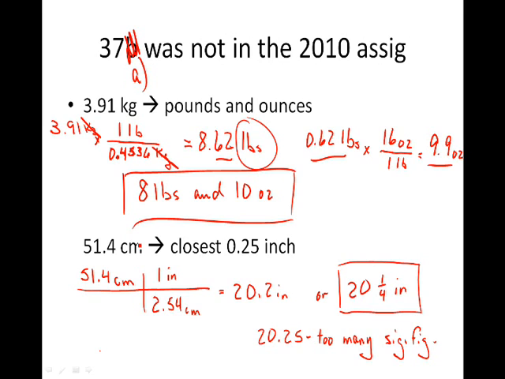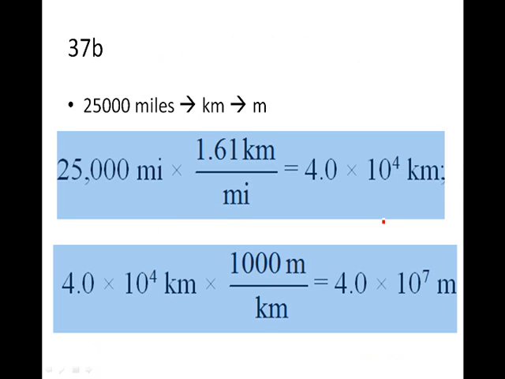In the second part of A, you were supposed to find the length of this baby to the closest... It actually didn't say 0.25 inches, it said the closest 1/4 of an inch. And you really can't use 0.25 because that has too many sig figs. So the baby was 20 and 1/4 inches.